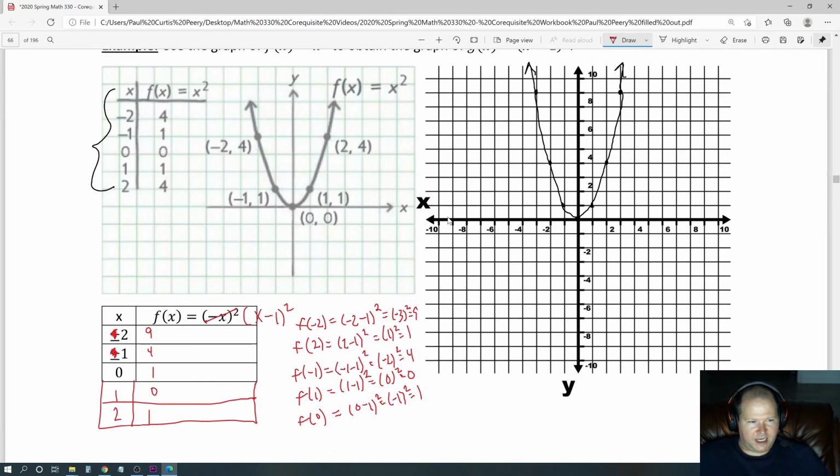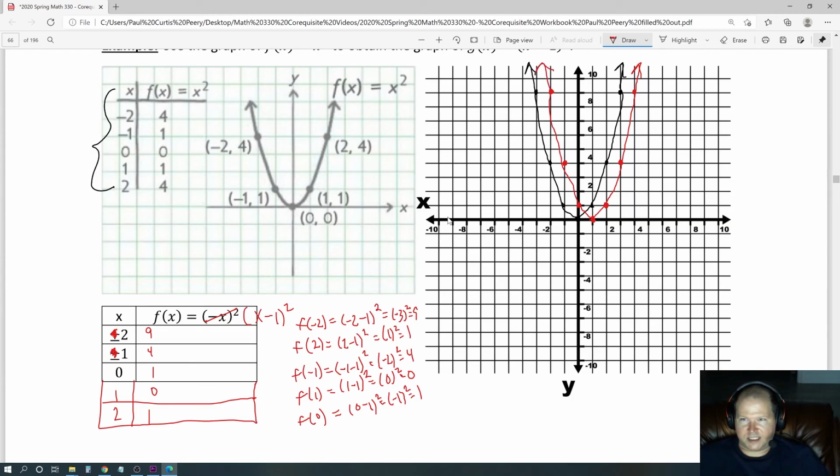Okay, so let's see what happens with this one. We say -2, 9. So -2, 9 is right here. Then -1, 4 is right here. 0 is 1, right there. 1 is 0, right there. 2 is 1, right there. And if we continued, we would have gotten the rest of these points as well. When we draw a line through all these, we get roughly the shape of this right here.